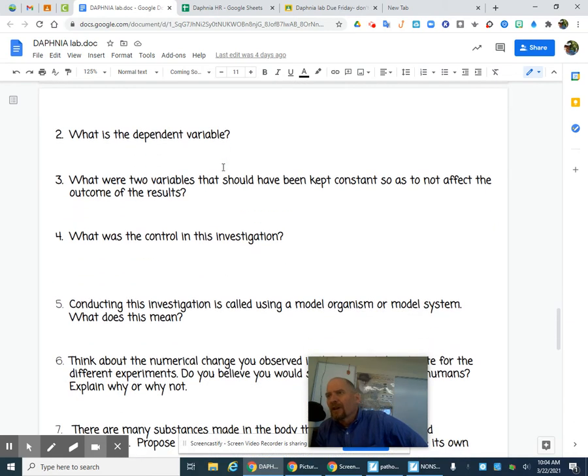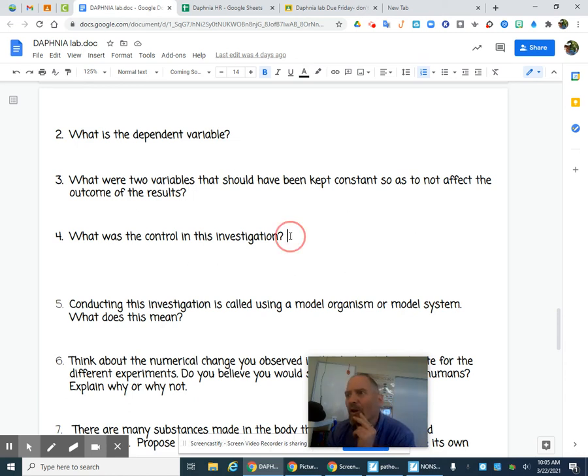Two variables that should have been kept constant. You could have said the light, don't shine the light on it because that messes with the temperature. Using the same amount of alcohol for each group, right? A drop or whatever it was. Same time of day, same species of Daphnia. Maybe that has an issue, whatever you came up with. I don't think anybody lost points there.